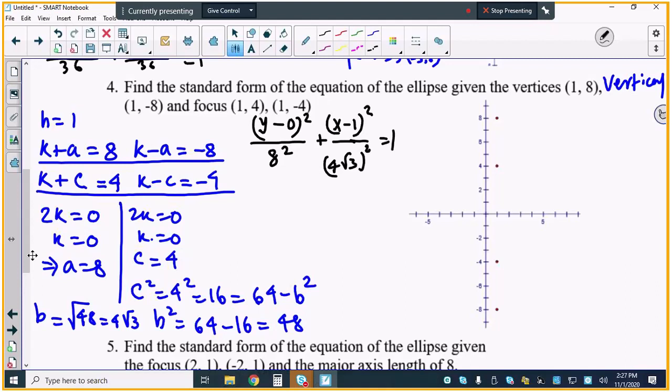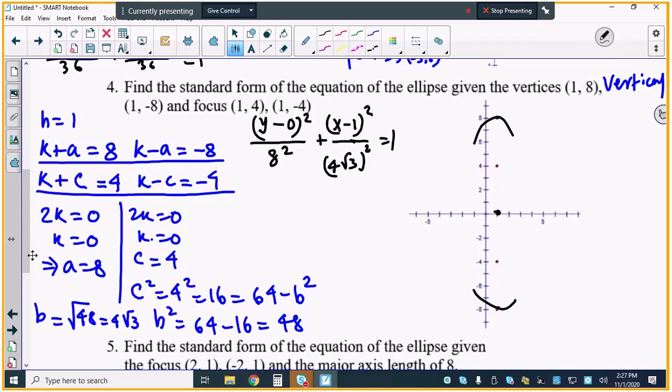So let's try to draw the graph of this ellipse. All the points are kind of noted for us. We have found out that the center is at the point 1, 0, so it's here. So the form of the ellipse is going to be something along this line. It passes through the vertices. But then I need to know how much will be the width of this ellipse. So remember the minor axis is 4 square root of 3 units.